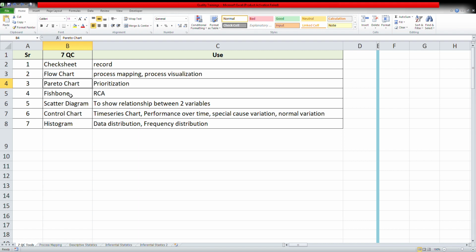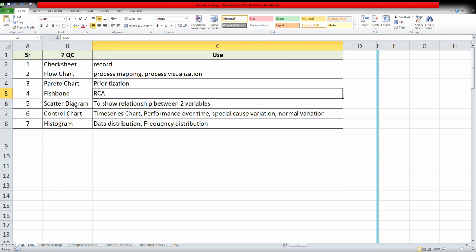Through fishbone we can do root cause analysis. We can list down all the causes, and then drill down to the root causes. There are major categories which we call man, machine, material, method, and mother nature. So that is fishbone for us.